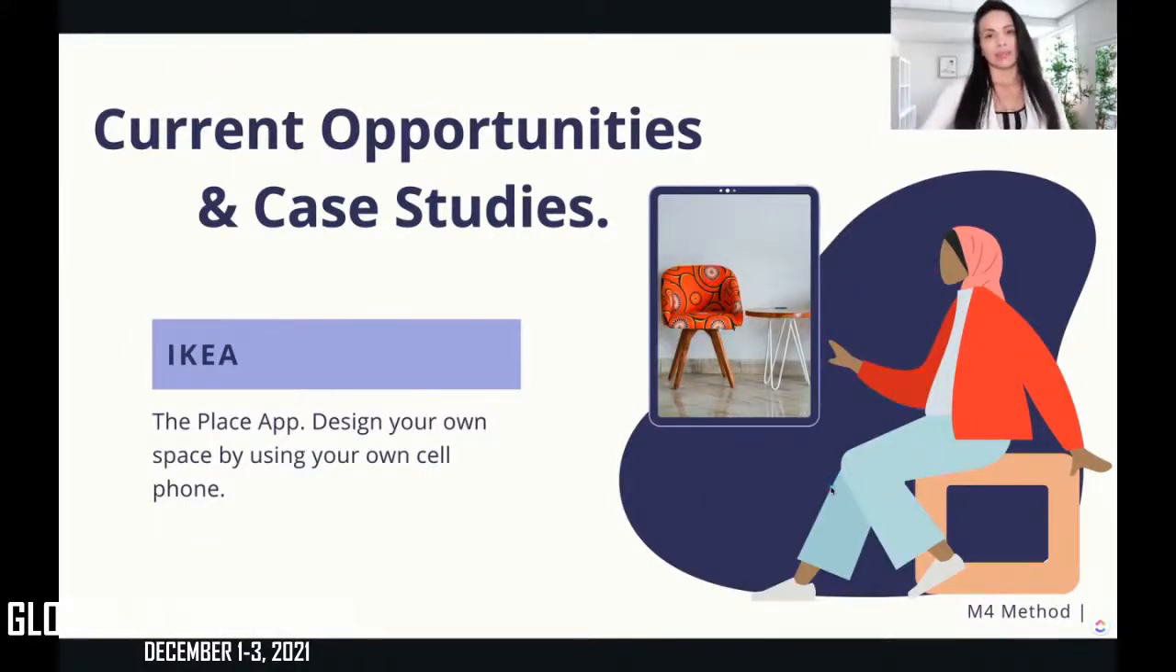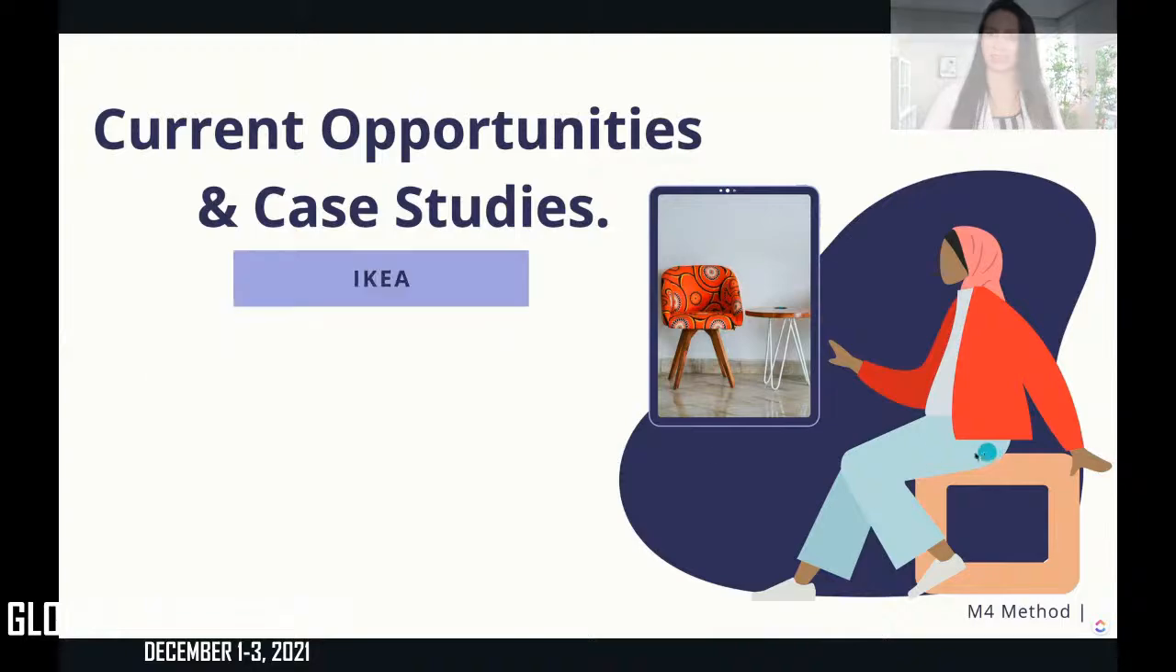Okay, now let's see with IKEA. I really love this example, and I couldn't hold myself from bringing it forward. They released an app called the Place app, which is an augmented reality app, and it allows people to design their own space by using just the cell phone. Let's see this example.